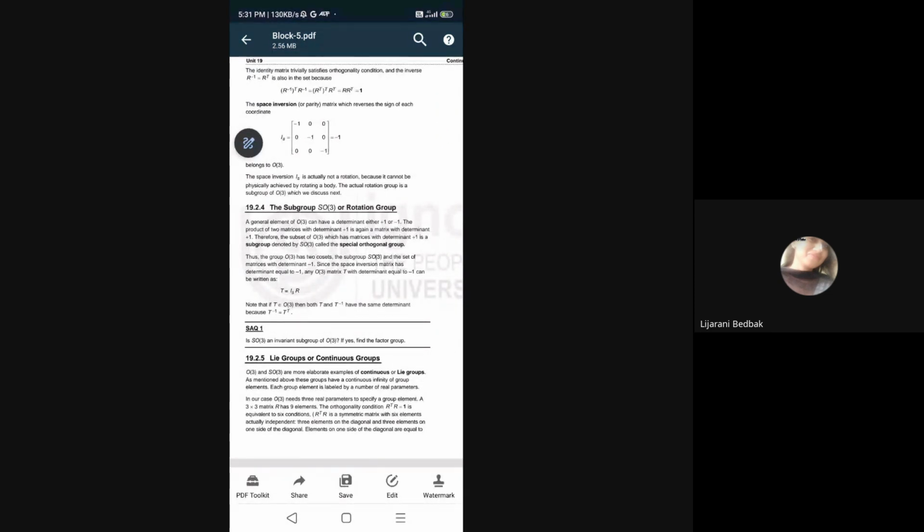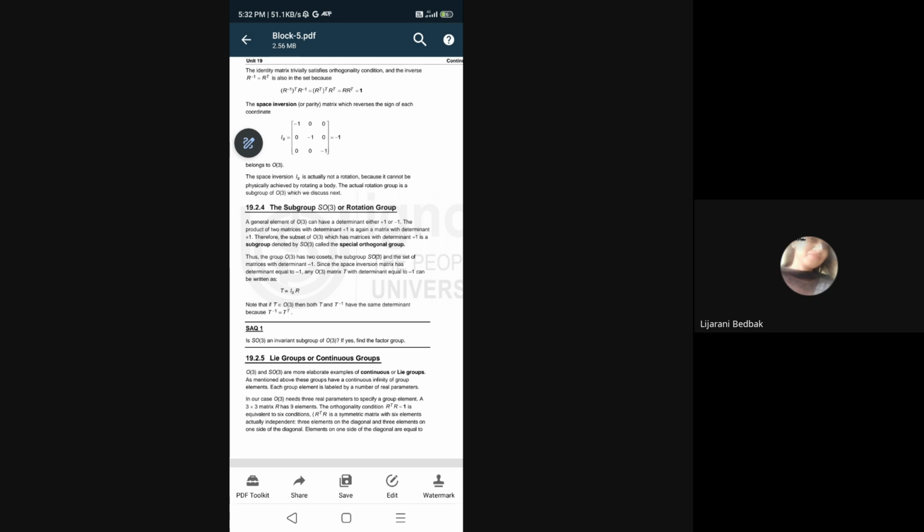Then the subgroup SO3 or rotation group. A general element of O3 can have a determinant either +1 or -1. The product of two matrices with determinant +1 is again a matrix with determinant +1. Therefore, the subset of O3 which has matrices with determinant +1 is a subgroup denoted by SO3, called the special orthogonal group. Thus, the group O3 has two cosets, the subset SO3 and the set of matrices with determinant -1. Since the space inversion matrix has a determinant equal to -1, any O3 matrix T with a determinant equal to -1 can be written as T = IR, with capital R.